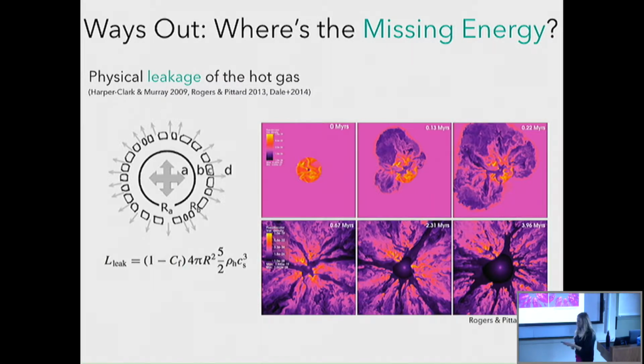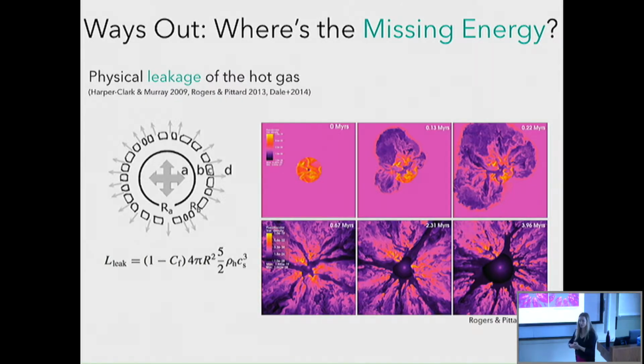Another thing that has been looked at before is actual physical leakage of the hot gas, and this has been seen in numerical simulations. So here's an example. This is a simulation from Rogers and Pittard, where you have a molecular cloud, and they put 3 O stars in it with winds.